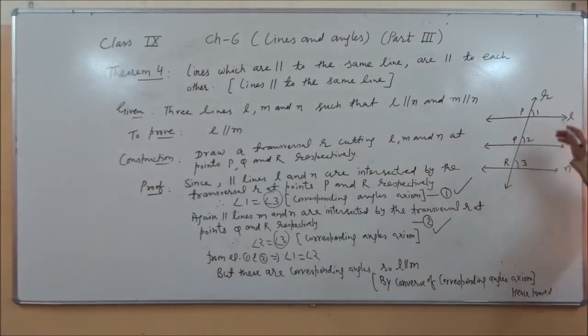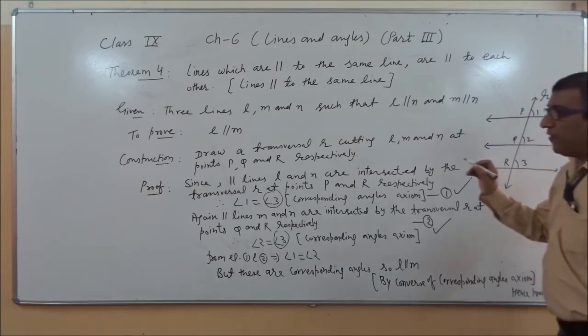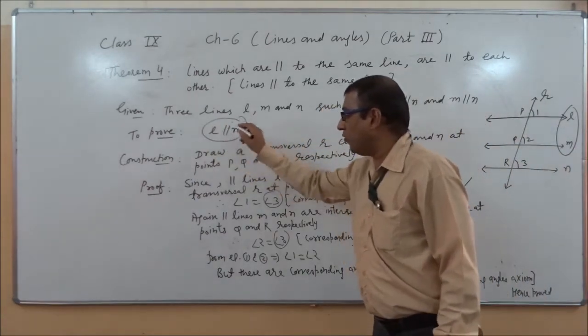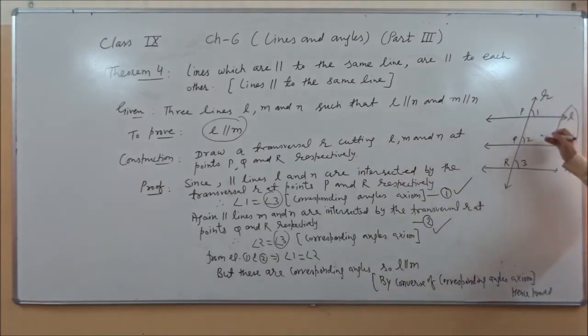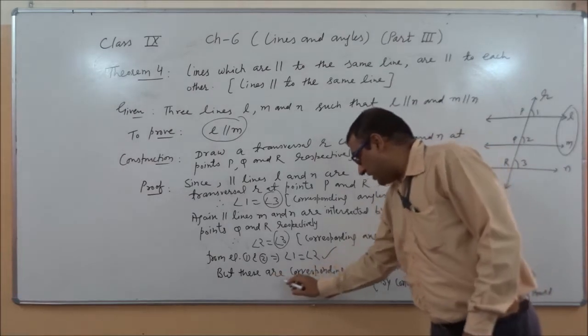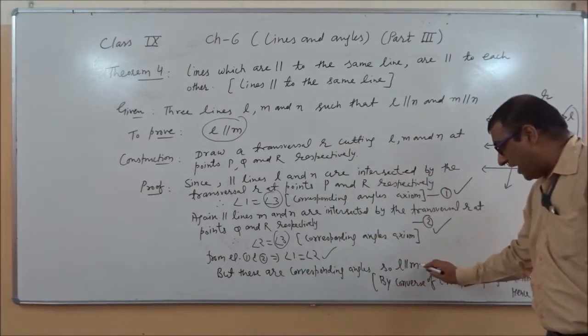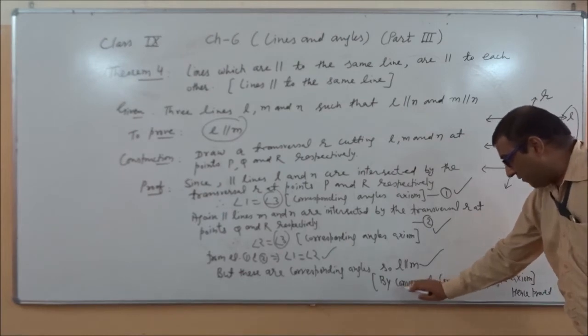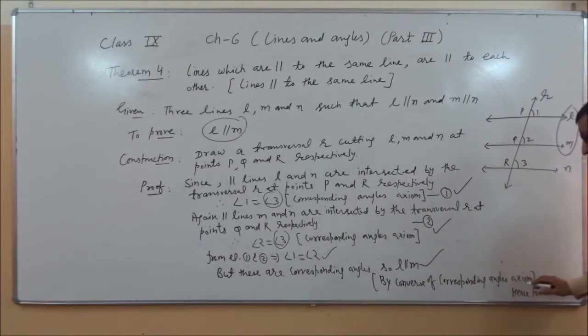But if we see in this figure, angle 1 and angle 2 are corresponding angles. So if they are corresponding angles, definitely we can say these two lines are parallel, and we have to prove the same thing: L is parallel to M. So if angle 1 is equal to angle 2, definitely we can say L is also parallel to M. So what we will write after this step: but these are corresponding angles, so L is parallel to M, and here we will mark by converse of the corresponding angles axiom, and then we will write hence proved.